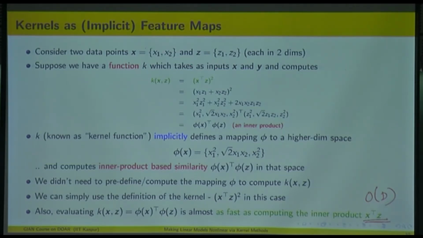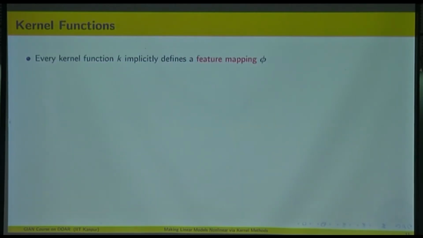that we will see. In most of the examples that we will see, the kernel function is defined in terms of some function of x transpose z. Okay, so the cost of computing the kernel function is mostly equal to the cost of computing the inner product or simple distance between data points in the original space, right?